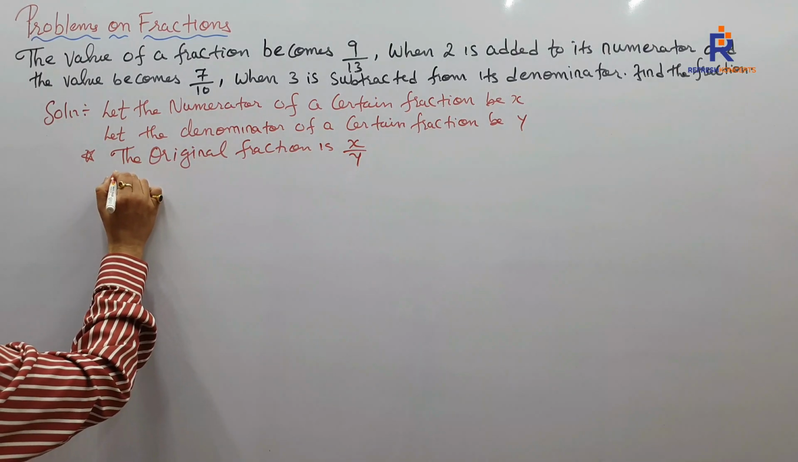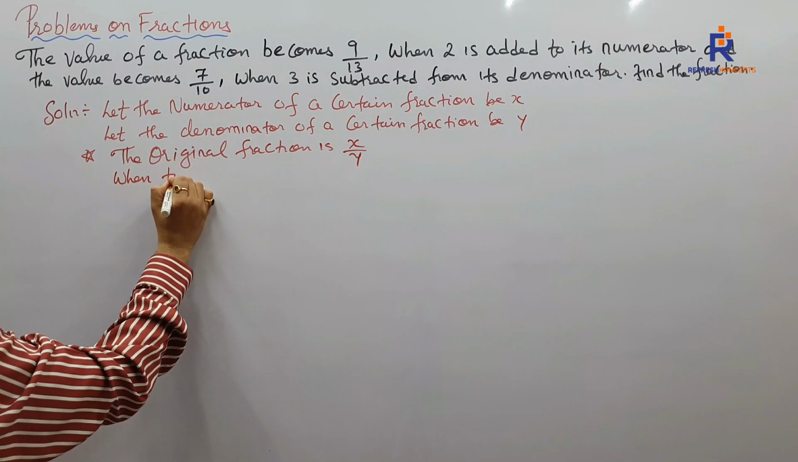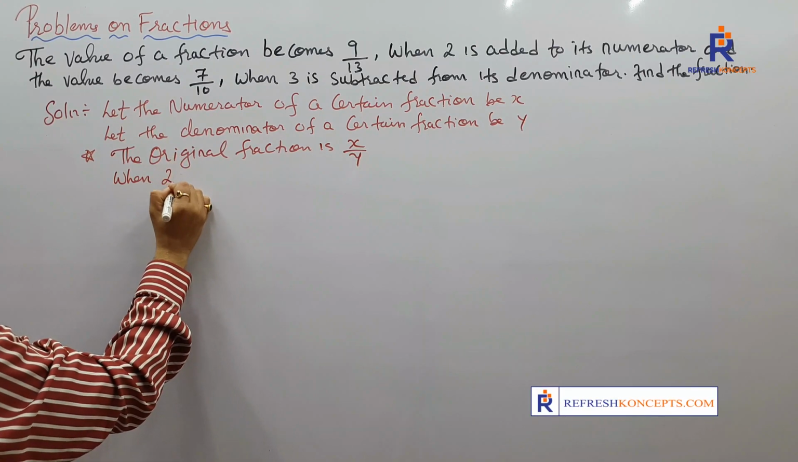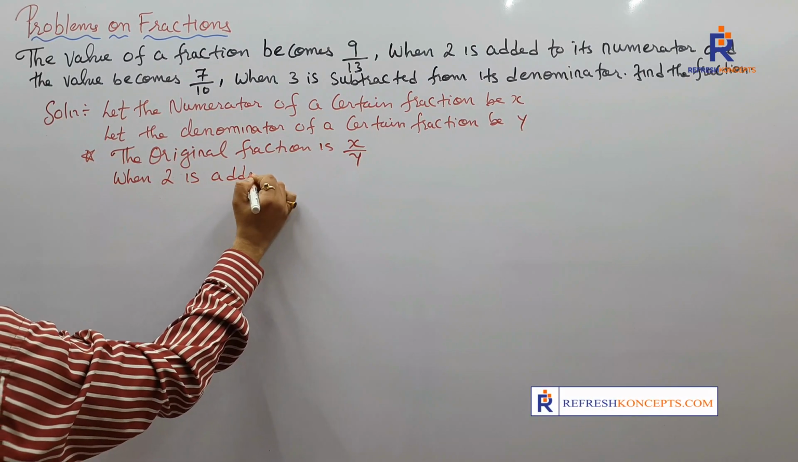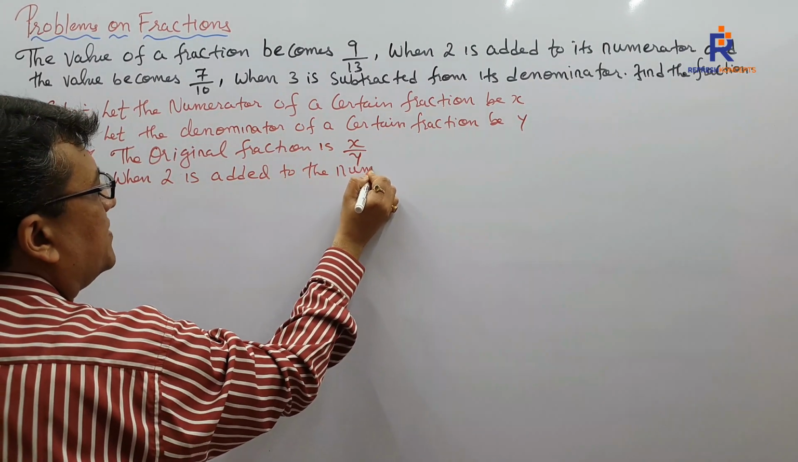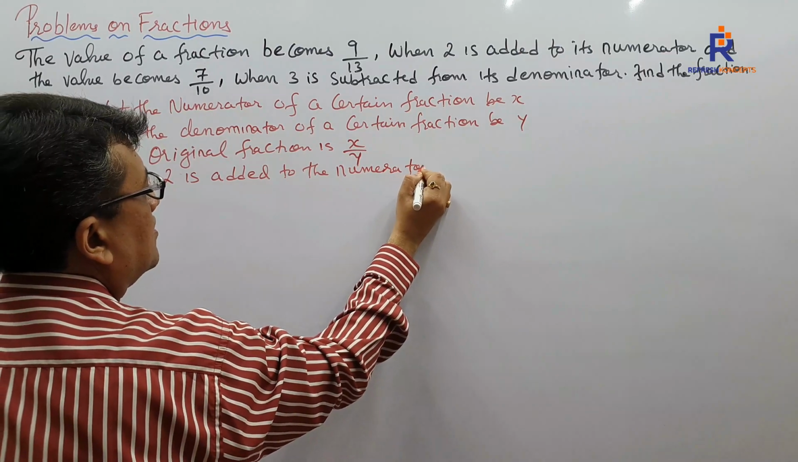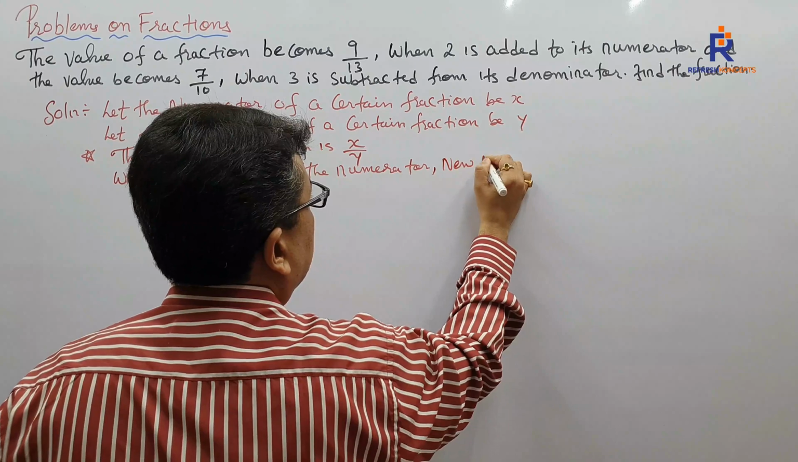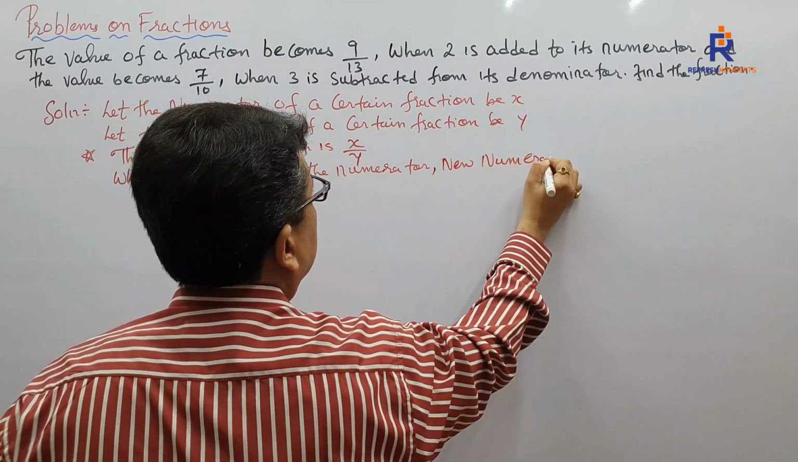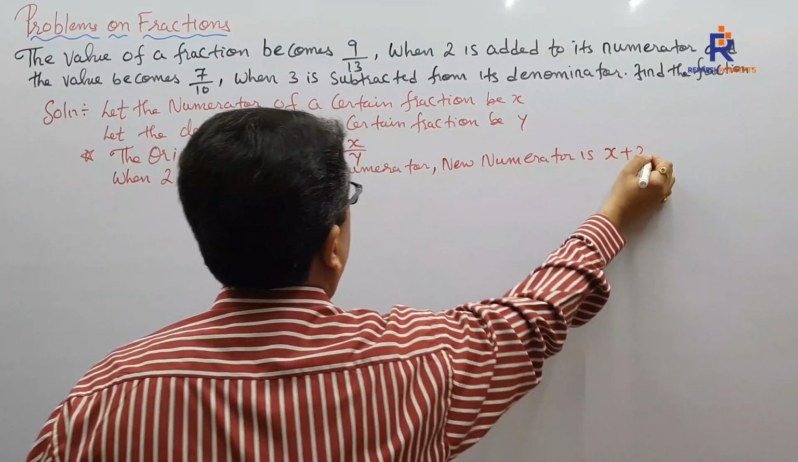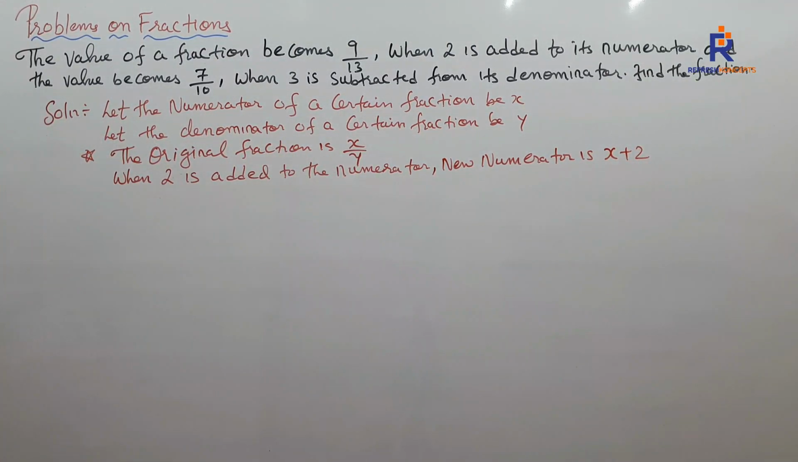So, when we say, when 2, even if you want, you can write down alphanumerical 2. When 2 is added to the numerator, what is the new numerator? New numerator is 2 being added, so x plus 2.